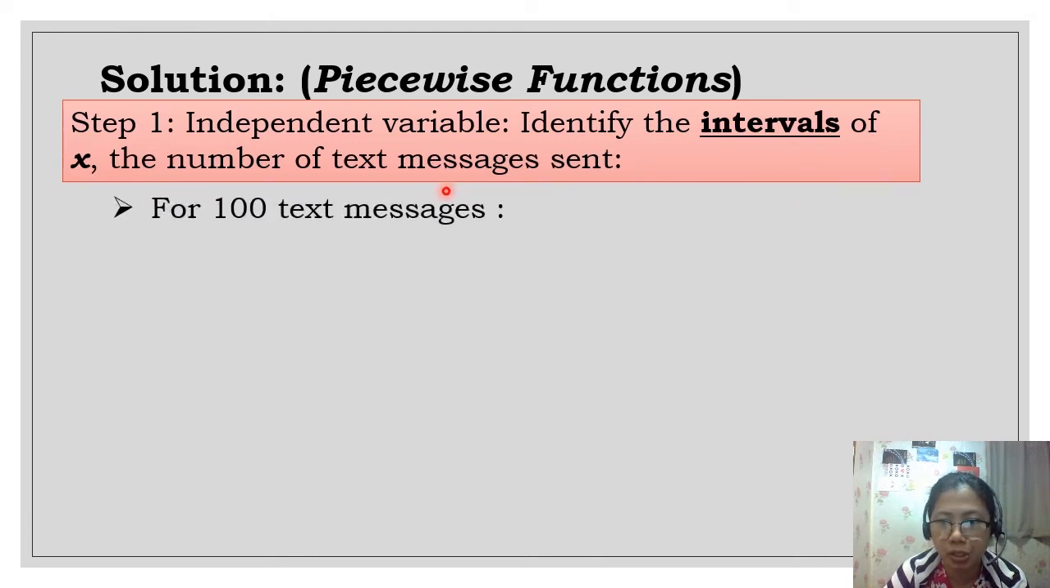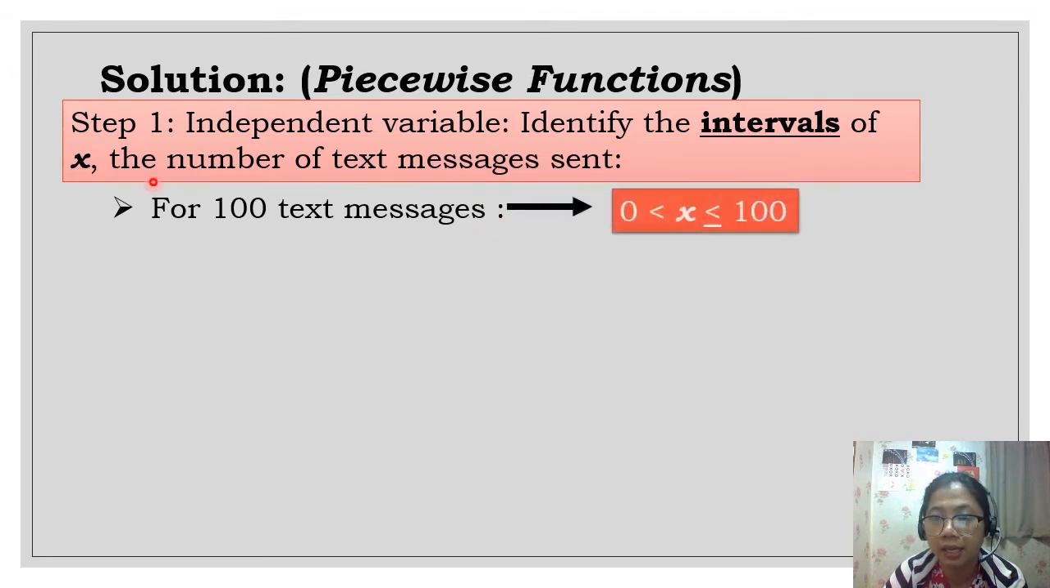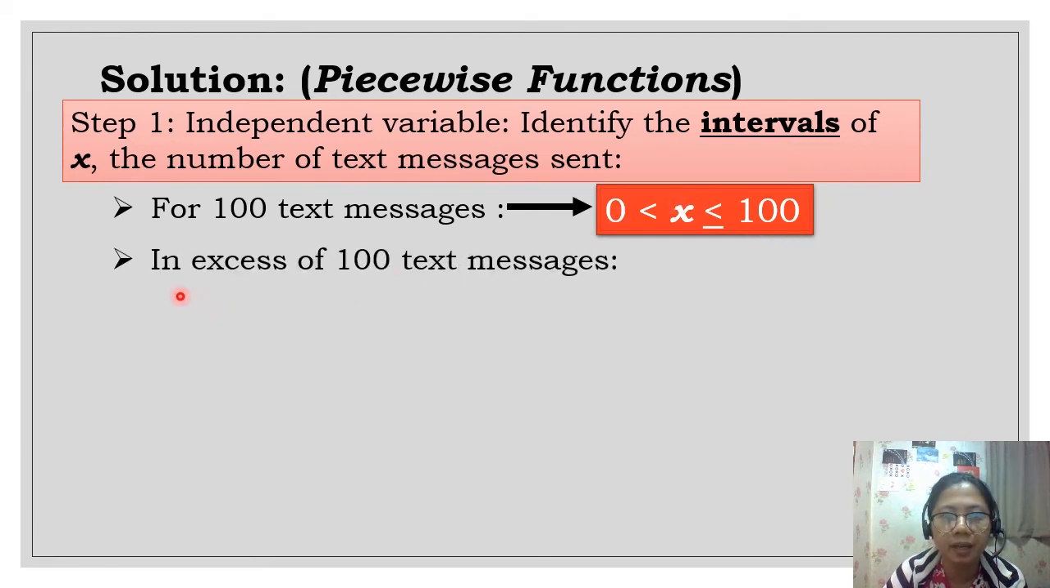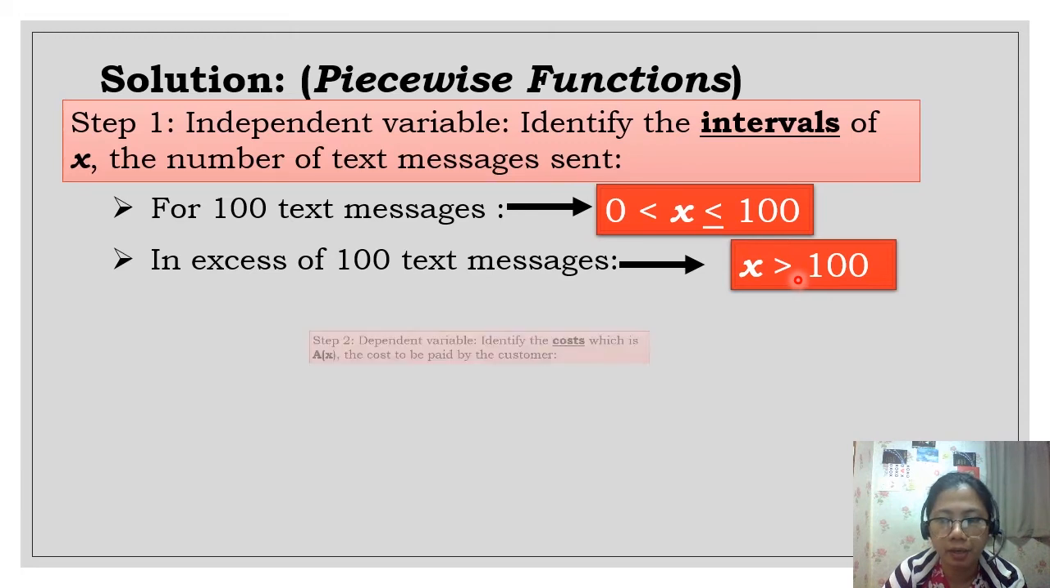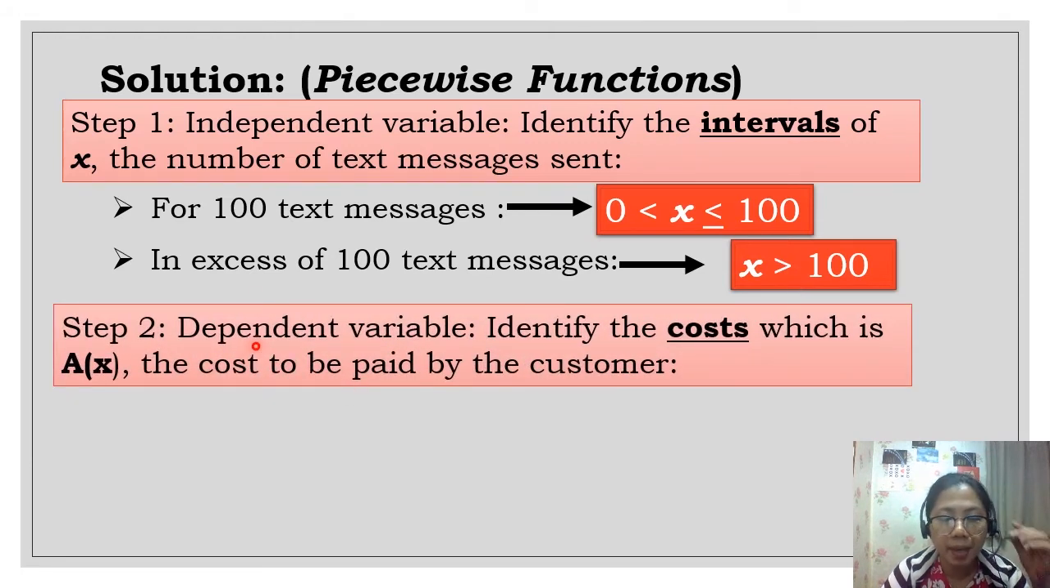We have 2 conditions. First is for 100 text messages, and its equivalent interval is x is greater than 0 but is less than or equal to 100. This represents text messages from 0 to 100. In excess of 100 text messages, which is the second condition, the interval is x is greater than 100. This represents text messages greater than 100. Step 2. Dependent variable. Identify the cost, which is a of x, the cost to be paid by the customer.